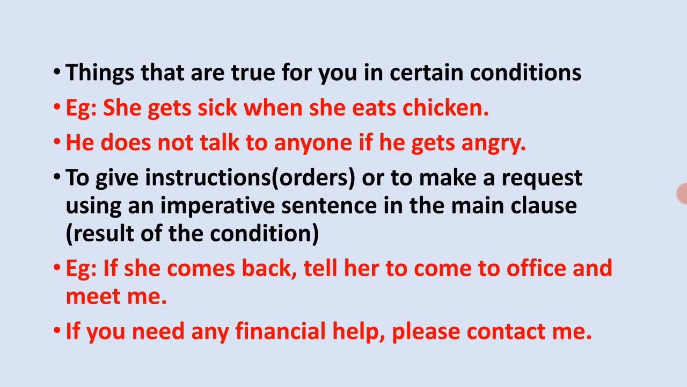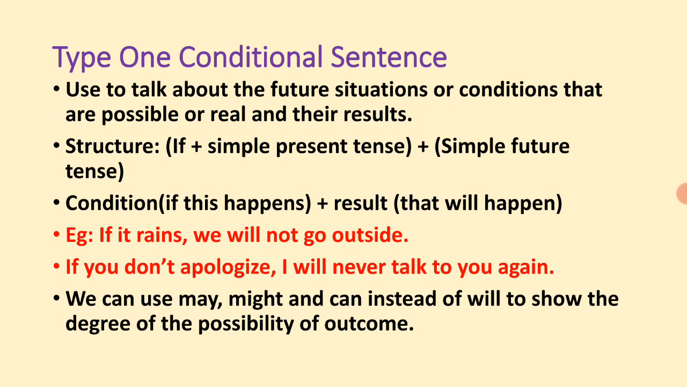Here we have told that in the main clause or the result part, that is tell her to come to office and meet me, that will be imperative. Why is it called imperative? We cannot see a subject there. So the subject is implied there. That means you tell her. You is the implied subject there. We cannot see any visible subject there. That is why it is called an imperative sentence. So if she comes back, tell her to come to office and meet me. Here also we can see simple present tense. Next sentence, if you need any financial help, please contact me. That is a request. In such situations also we are using type 0 conditional sentences.